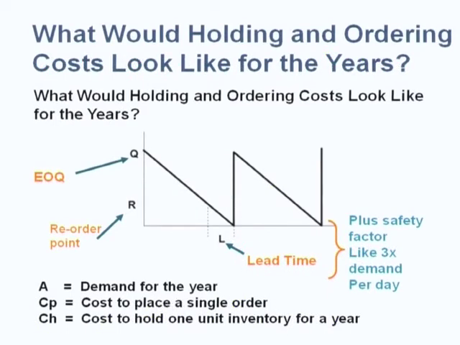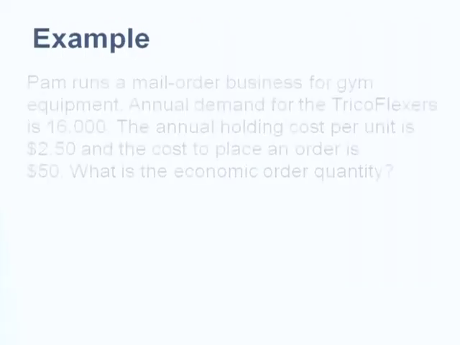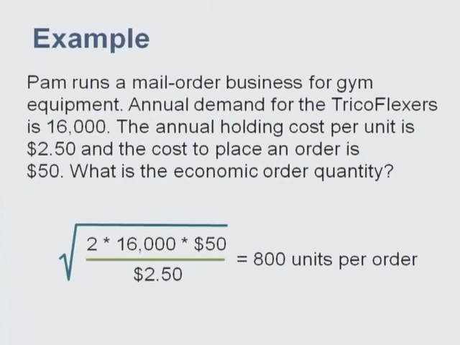And of course, you're not going to let your firm have a zero balance of inventory. That's why you have to have some safety factor or safety stock, which is 3 multiplied by daily demand. And of course, here is the example to get the EOQ.